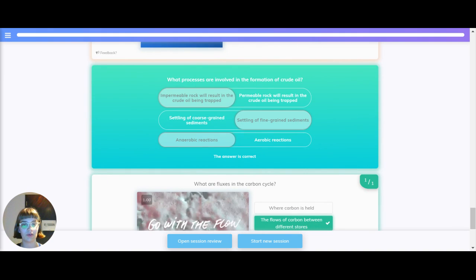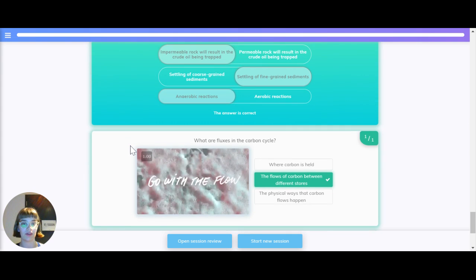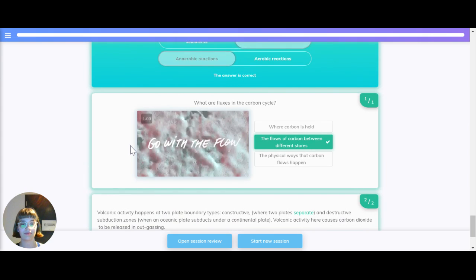What are the processes involved in the formation of crude oil? Well, impermeable rock will result in the crude oil being trapped. There's a settling of fine-grained sediments and there are anaerobic reactions. And that's not in the correct order, but these are the different processes that happen.